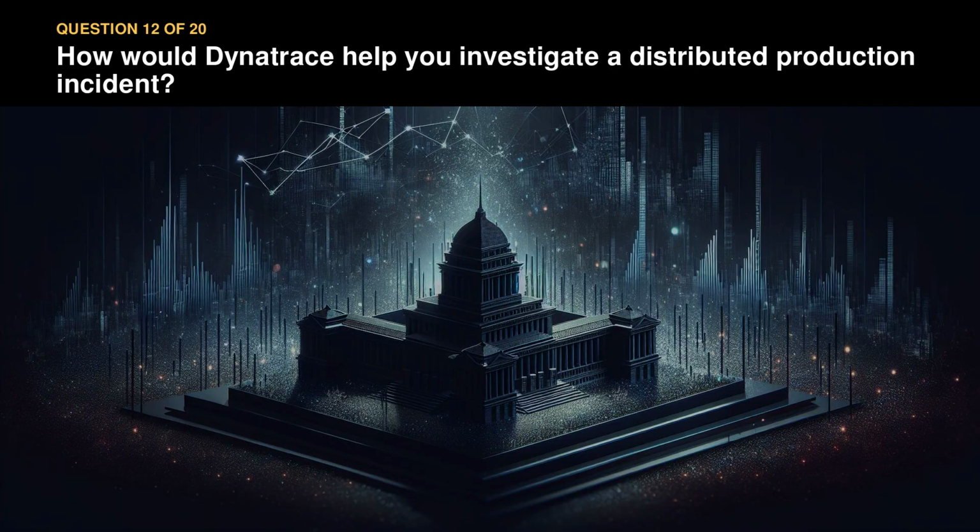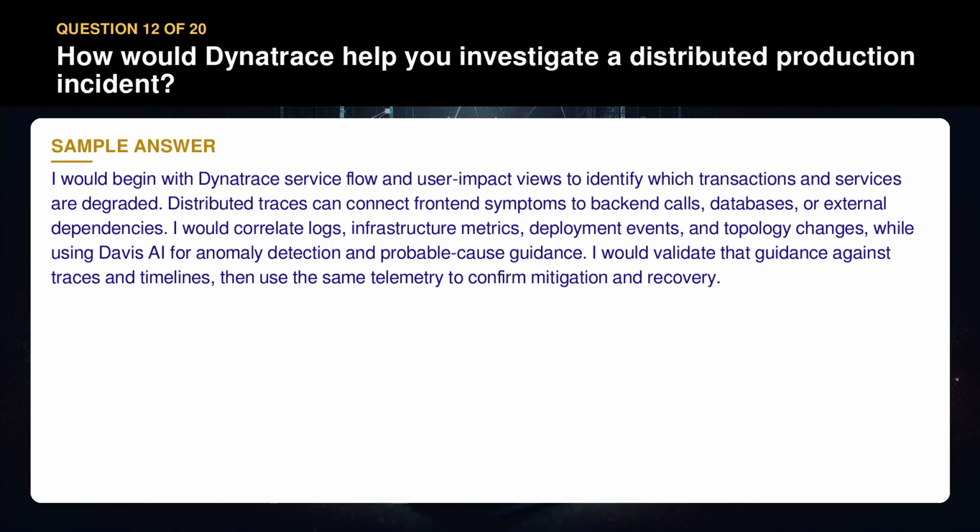Question 12. How would Dynatrace help you investigate a distributed production incident? I would begin with Dynatrace service flow and user impact views to identify which transactions and services are degraded. Distributed traces can connect front-end symptoms to back-end calls, databases, or external dependencies. I would correlate logs, infrastructure metrics, deployment events, and topology changes, while using Davis AI for anomaly detection and probable cause guidance. I would validate that guidance against traces and timelines, then use the same telemetry to confirm mitigation and recovery.